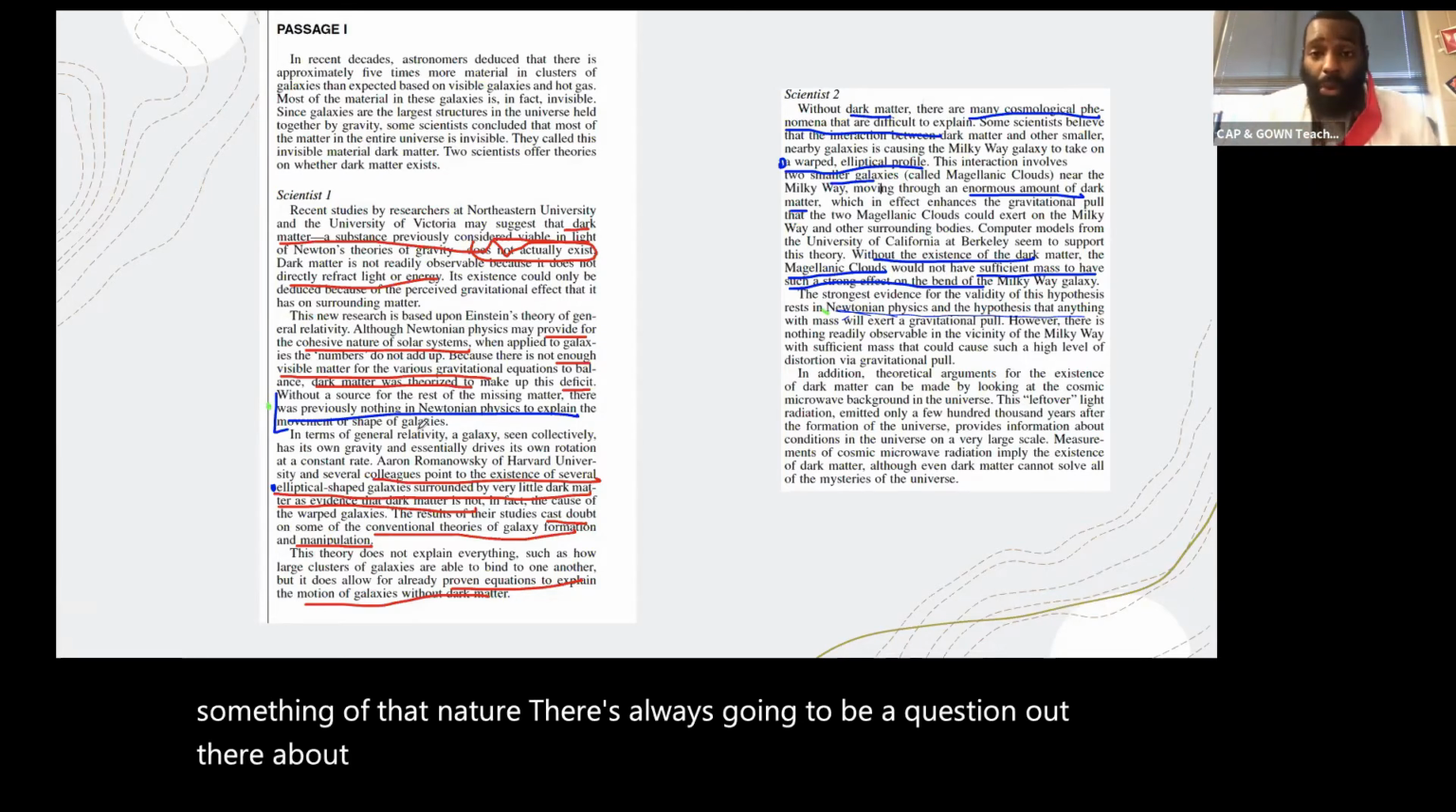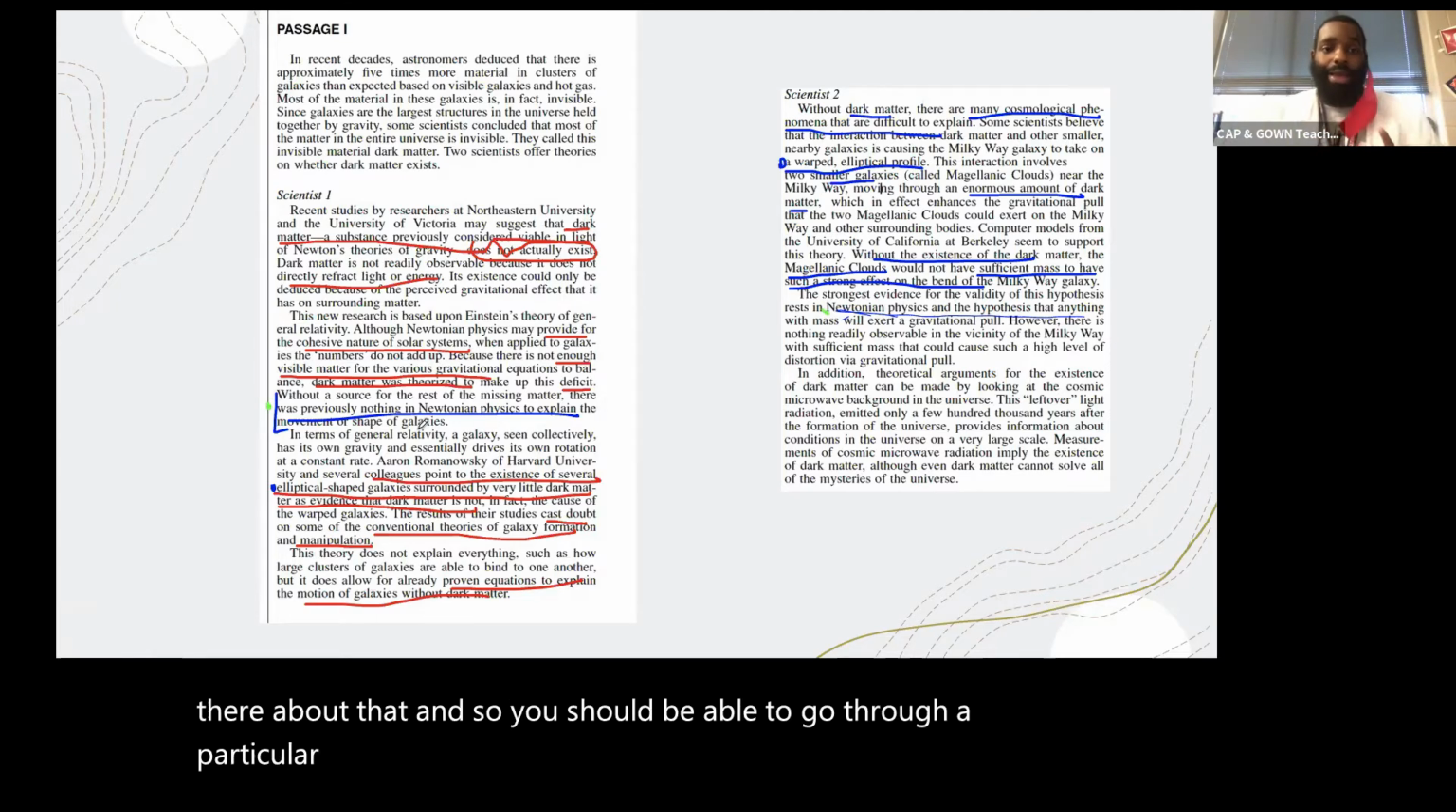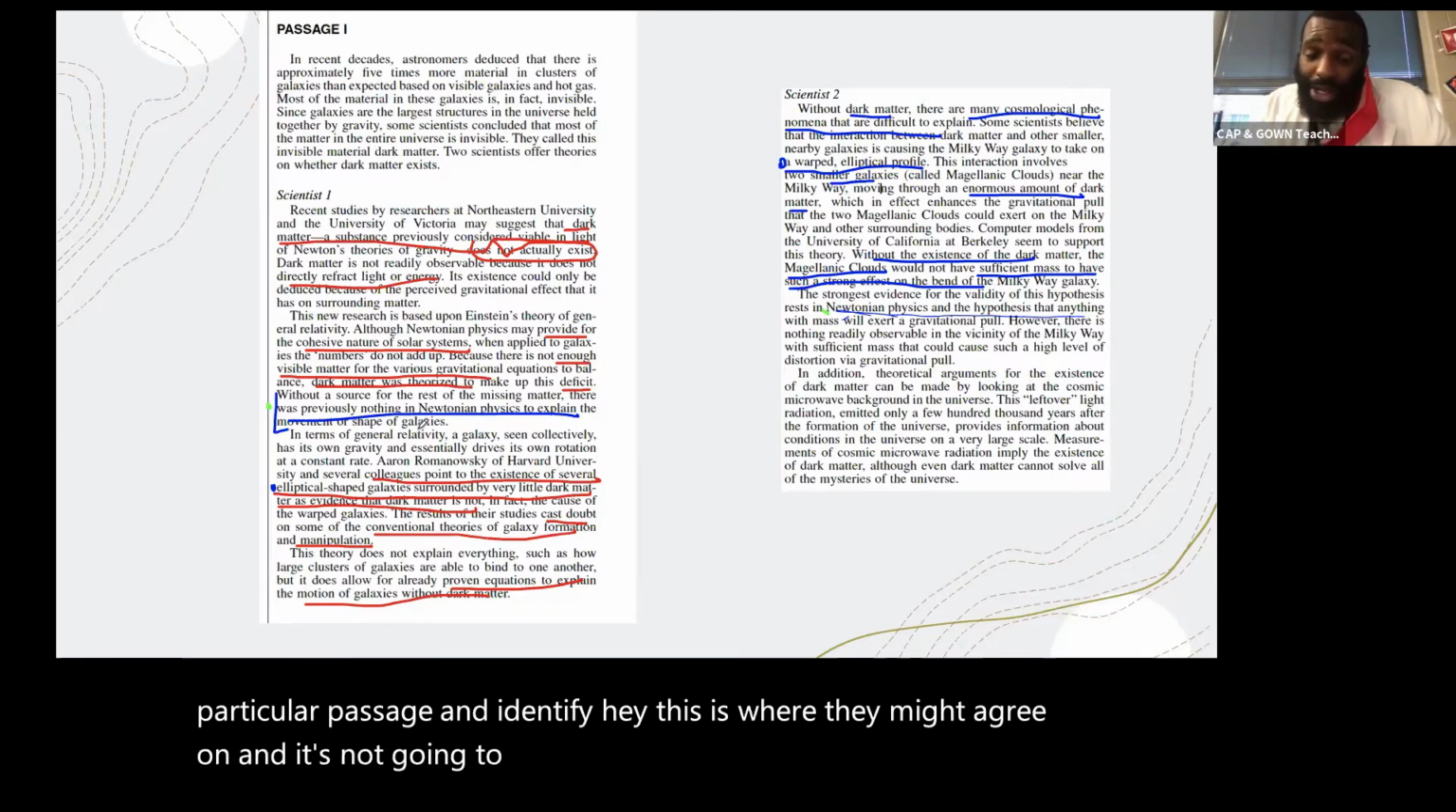And so you should be able to go through a particular passage and identify, hey, this is where they might agree. And it's not going to be direct, so we have to piece that together just by looking at it.